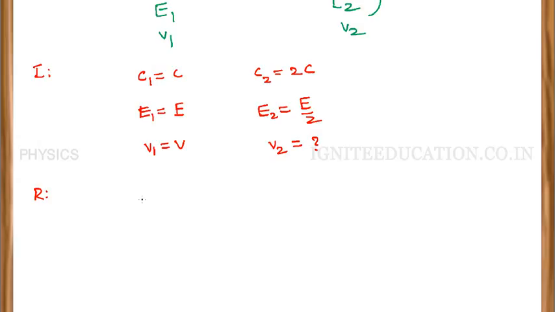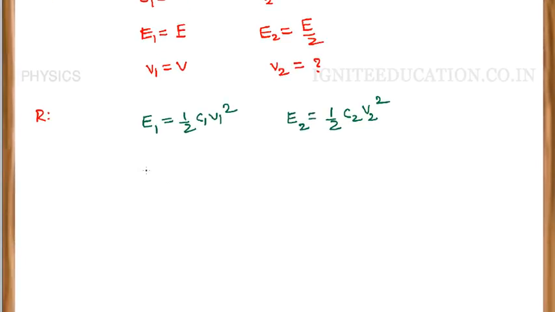So we already know that the energy of a capacitor, assume that it is for the first one, E1 is equal to half C1 V1 square. E2 is equal to half C2 V2 square. Those two are the expressions for the energy of a capacitor.